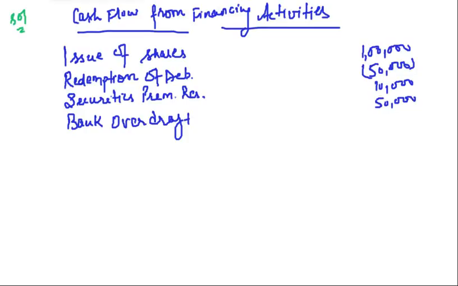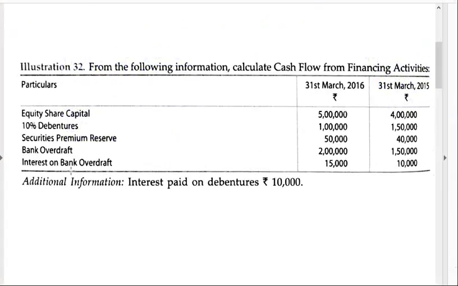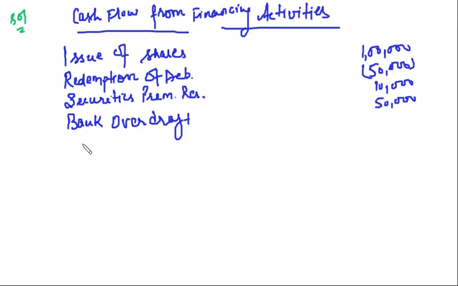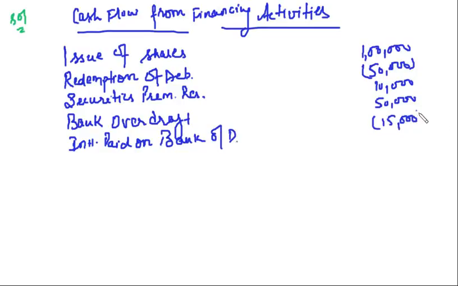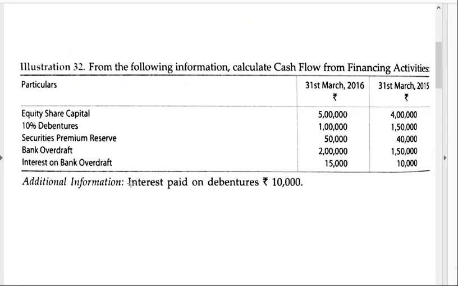Clear? Then interest on bank overdraft. Last year the interest paid was 10,000. This year the interest paid is 15,000. Interest paid on bank overdraft, that is 15,000. Clear? We are given the additional information also that interest paid on debentures is 10,000.